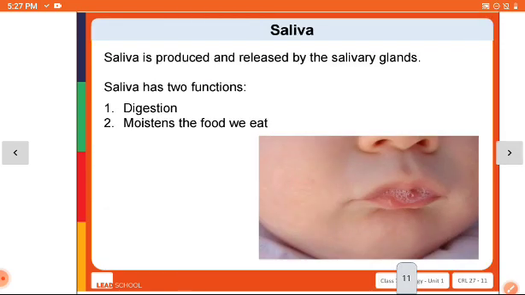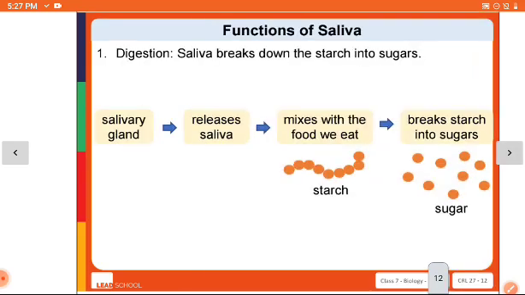So saliva. Saliva is produced and released by the salivary gland. Saliva has 2 functions. First is digestion and second is to moisten the food we eat. So function of saliva, digestion. Saliva breaks down the starch into sugar. So that is the main function of saliva.